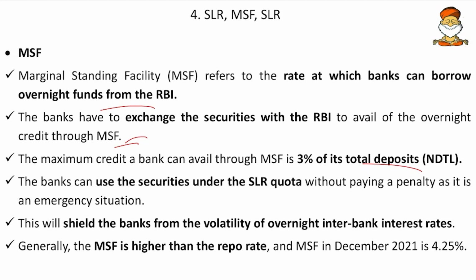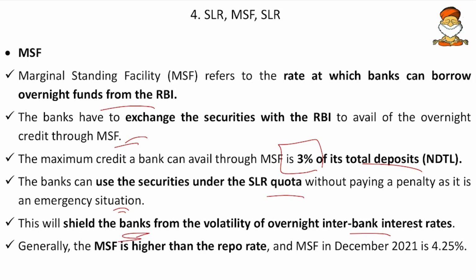Then the banks can use the securities under the SLR quota without paying a penalty, as it is an emergency situation. But if it exceeds this 3%, now a penalty has to be paid. Then this will shield the banks from the volatility of overnight interbank interest rates. If RBI is not giving the overnight loans, they have to go and purchase the loan in the market. In the market they have to pay the interbank rate, that means in terms of LIBOR or in terms of Sonia. So they have to pay the interest and then purchase loans. So again this is a shield that the RBI is giving.